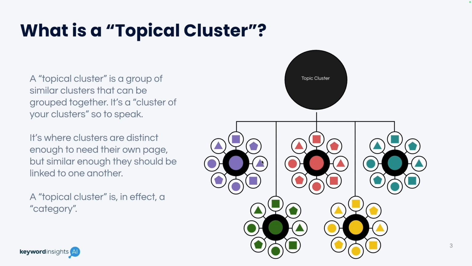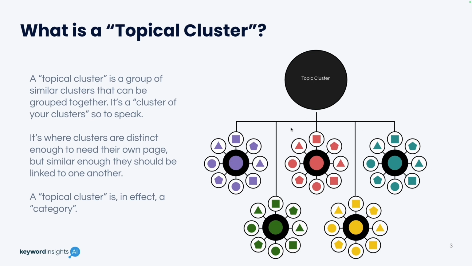So it's where these clusters are, and I've said it again here, they're distinct enough to need their own page, but similar enough that they should be linked to one another. So this might be a keyword cluster. So these keywords might all be to do with how to choose the perfect dog toy. And these keywords might be how to clean your dog toy. And these keywords might be how to play with your dog.